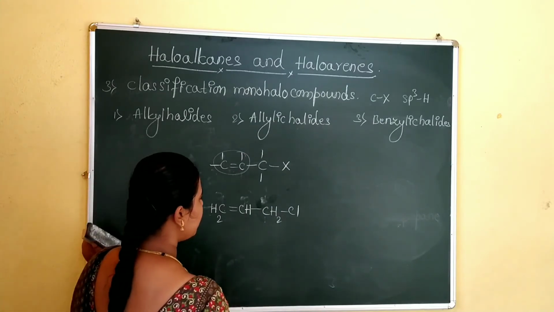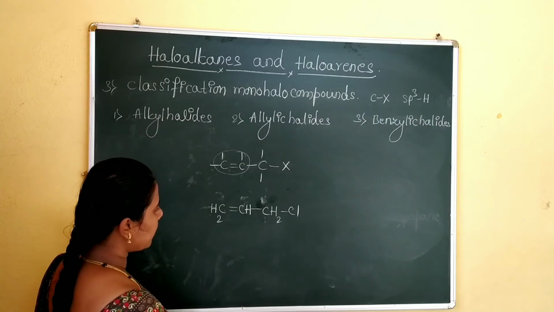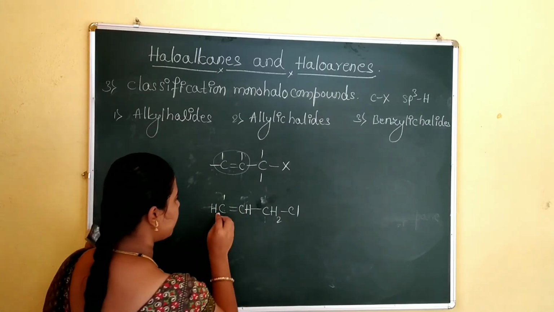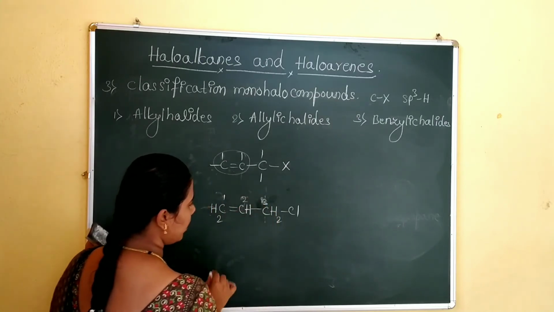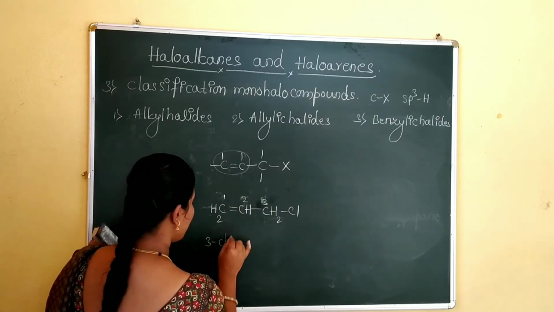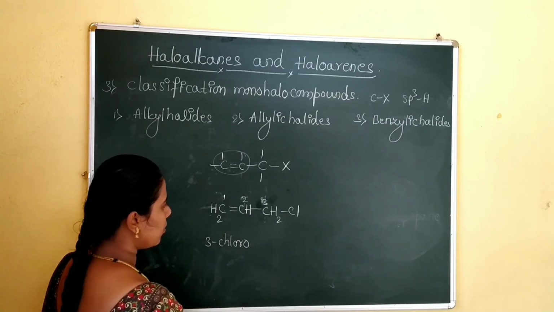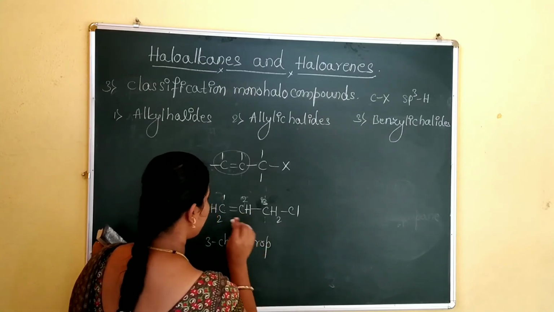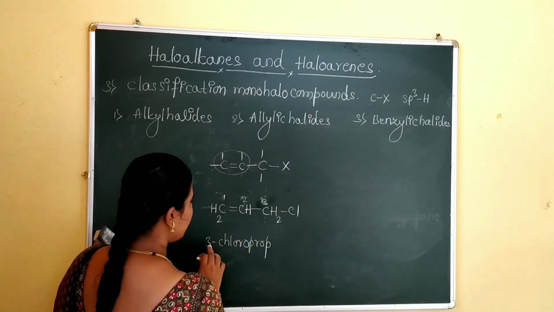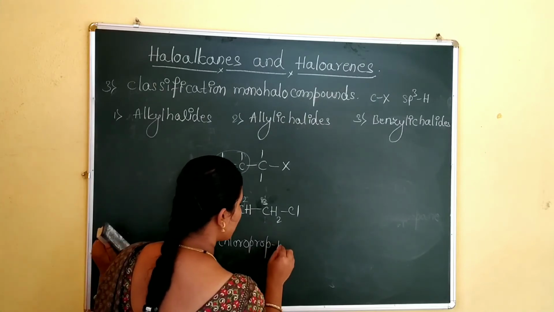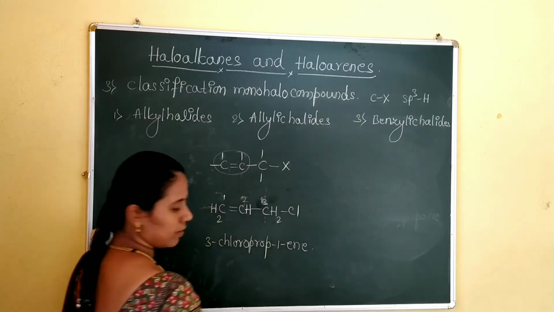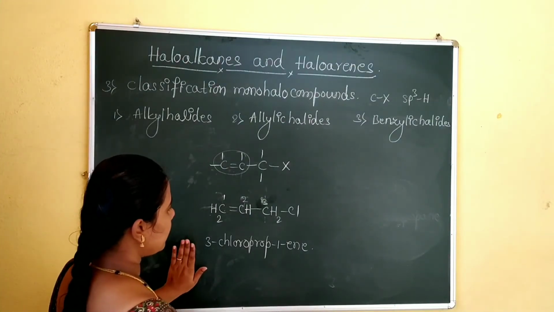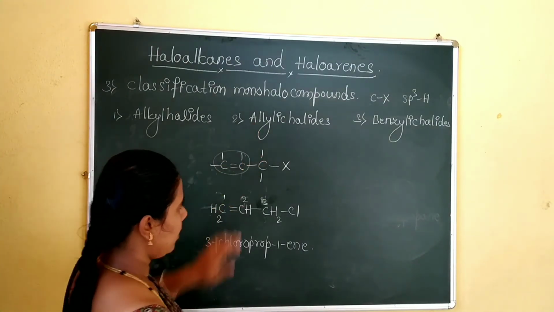Name this one. See here, we have to give first preference to the double bond. Therefore, I should number this as first carbon atom, second, third. Then 3-chloro. Root word is prop, and for the first carbon atom double bond is there. Therefore, 3-chloroprop-1-ene. This is an example for allylic halides.